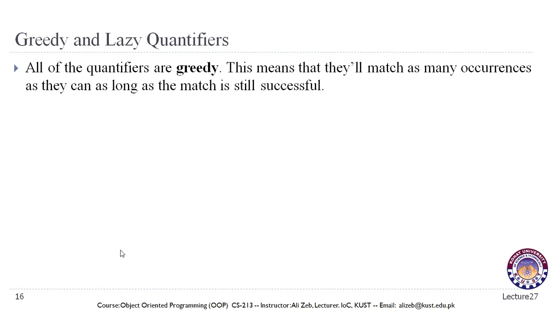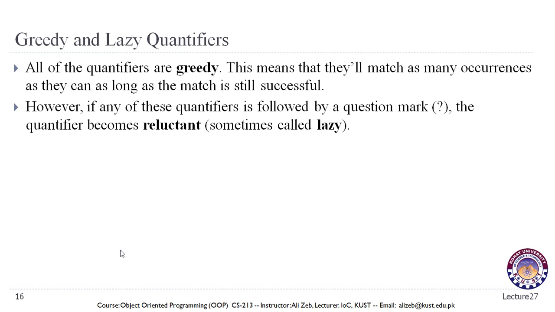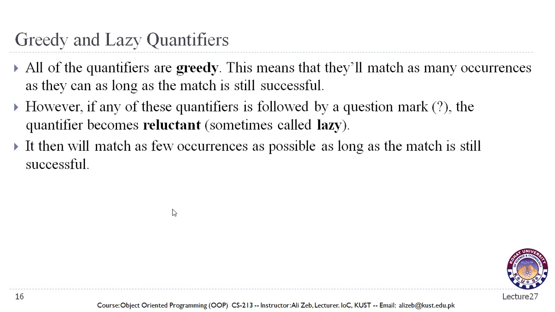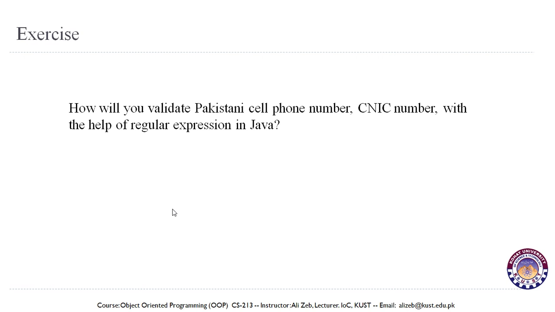We can have greedy and lazy quantifiers. All of the quantifiers are greedy by default, by their nature. This means that they will match as many occurrences as they can as long as the match is still successful. However, if any of these quantifiers is followed by a question mark, the quantifier becomes reluctant, sometimes called lazy. It will match as few occurrences as possible as long as the match is still successful.